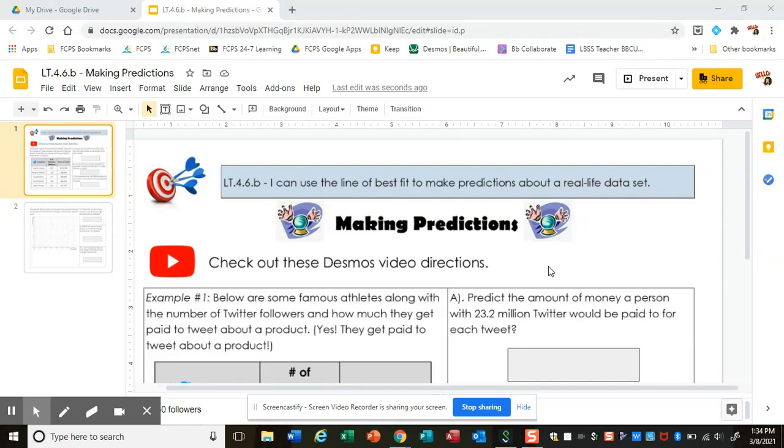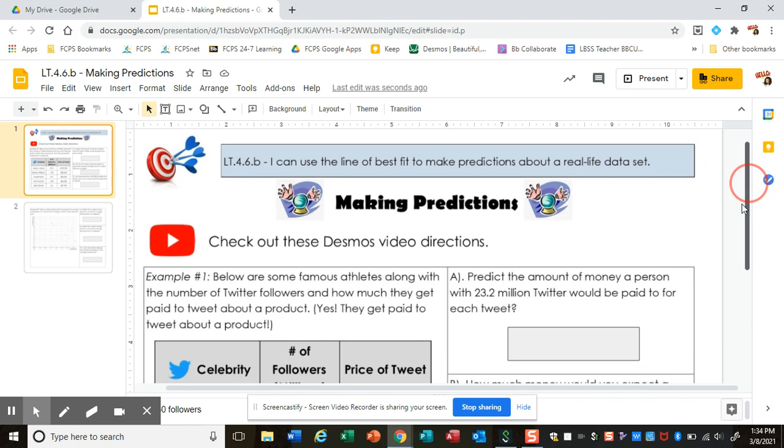So today, our learning target is we're going to use the line of best fit to make predictions about real life data. So we know the line of best fit is a line that we draw that best fits a set of information. It's a really good model. So we're going to take it a step further and we're going to use that line today to make predictions.